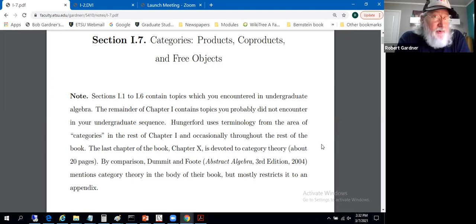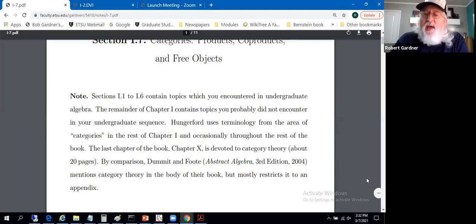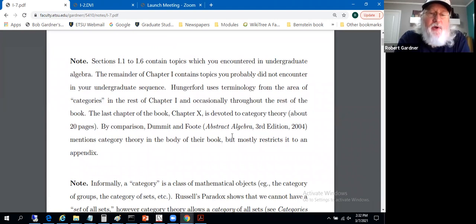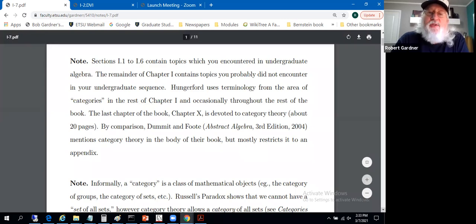Actually, the last chapter of Hungerford, chapter 10, is all about category theory. It's only about 20 pages of it. If we were to compare this, say, to Dummit and Foote's abstract algebra book, kind of a rival to Hungerford, category is mentioned here and there in the body of the book, but there's not a chapter devoted to it. There's an appendix devoted to it in that book. So let's do a little bit of this category stuff.